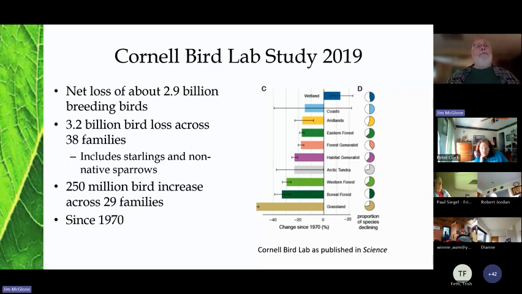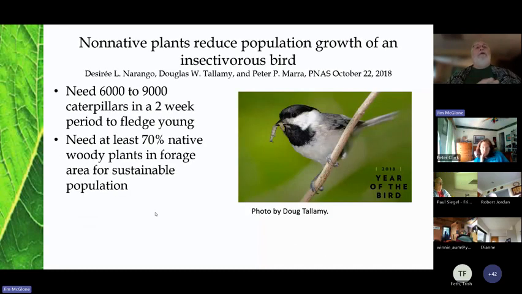So what's the relationship between native plants and birds? Well, again, we turn to Doug Tallamy. One of his students, Desiree Narango, did a study here in the DC metro area using citizen science volunteers who observed chickadee nests. And what they found was that over the 2-week period that chickadees were feeding their young in their nests, they needed somewhere between 6,000 and 9,000 caterpillars, depending on how large the clutch was.